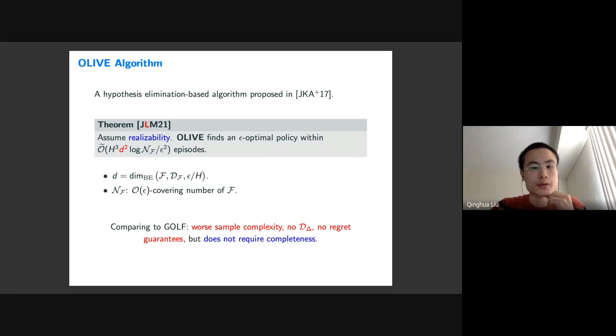Okay, so compared to Golf, it has a worse sample capacity. It cannot do D delta. It has no regret guarantees, but it doesn't require completeness. So I would say these two algorithms are not directly comparable with each other.